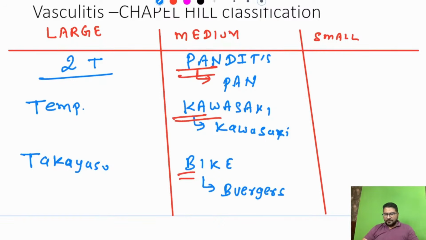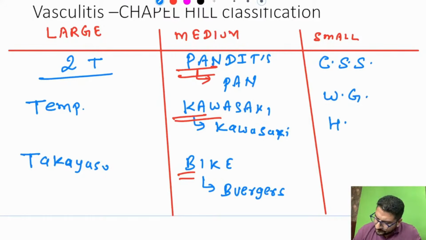बाकी सारे किस में आएंगे, small vessel. Like what we have: Churg-Strauss syndrome, then we have Wegener's granulomatosis, Henoch-Schönlein purpura, and the one which previously इसको हम PAN का वेरिएंट करते थे, now it is a separate disease, we call this microscopic polyangiitis.